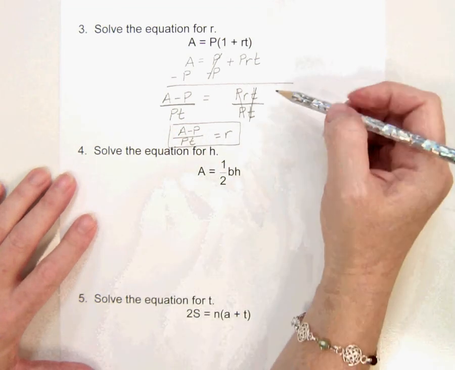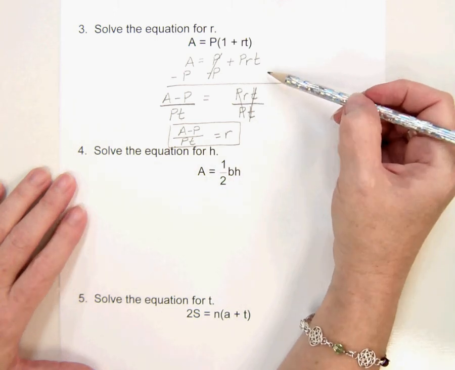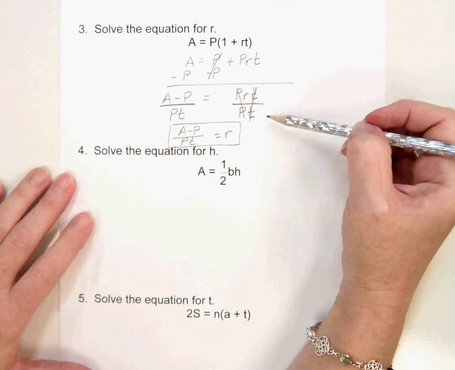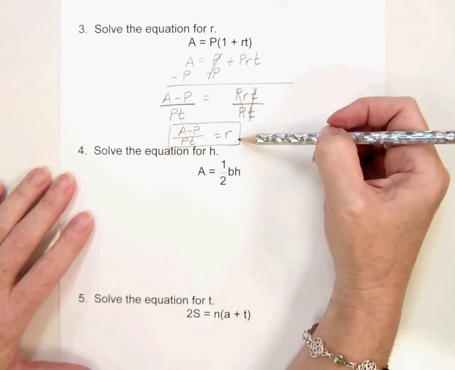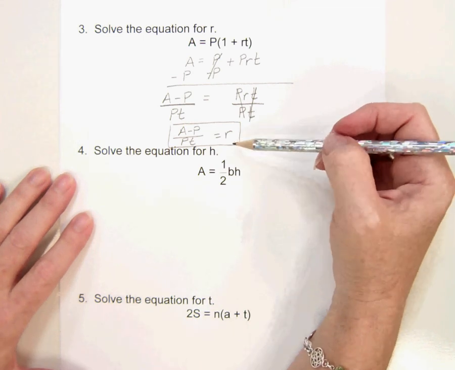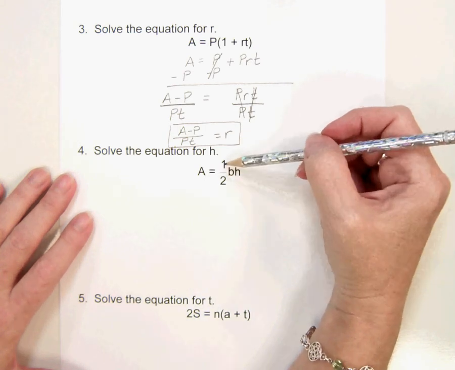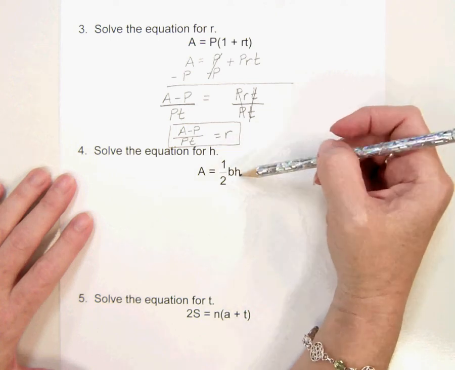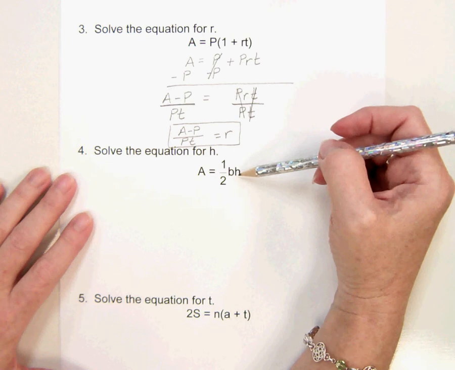Let's kind of talk about the steps we used on that one. This one we used the subtraction property, and then we used the division property to get our R isolated on one side of the equal sign. And that's really how you start these. You look at what operations are next to the variable that I need to solve for. If you look at the next one, this one doesn't have adding or subtracting, it only has multiplication.